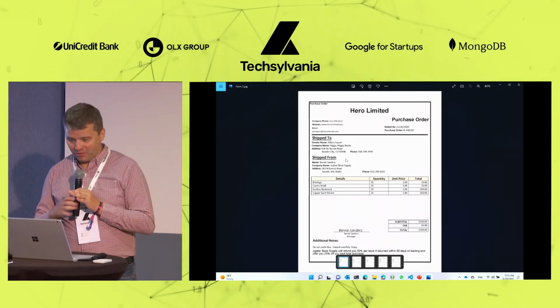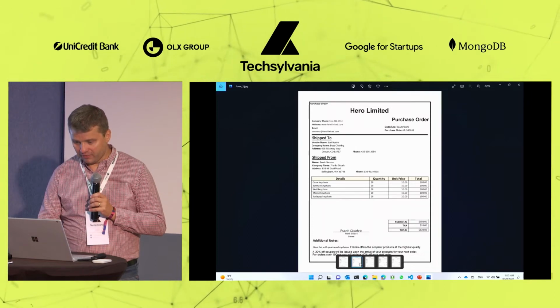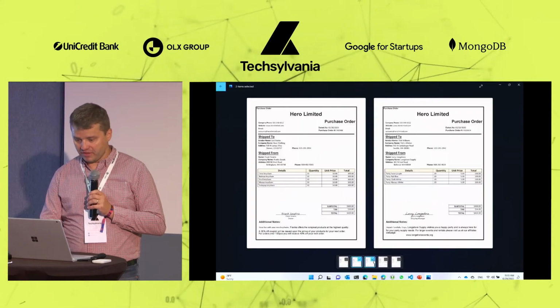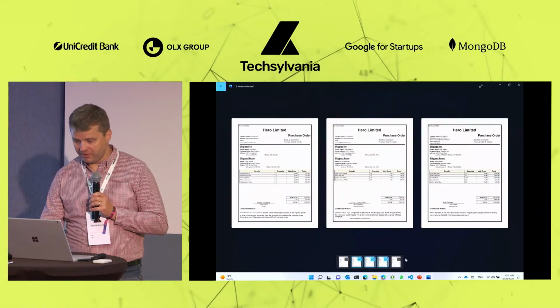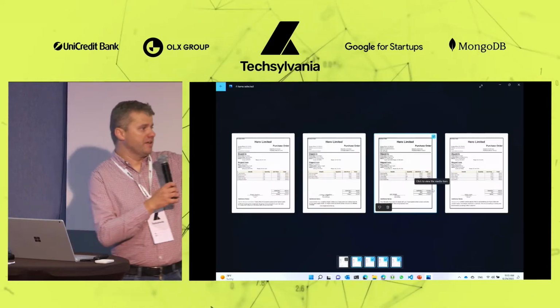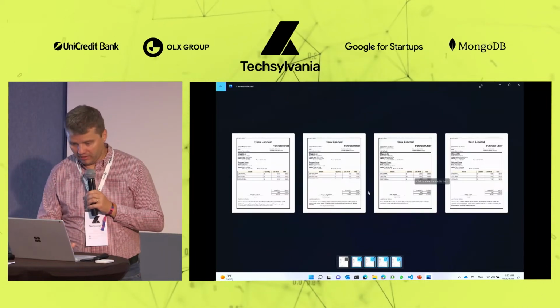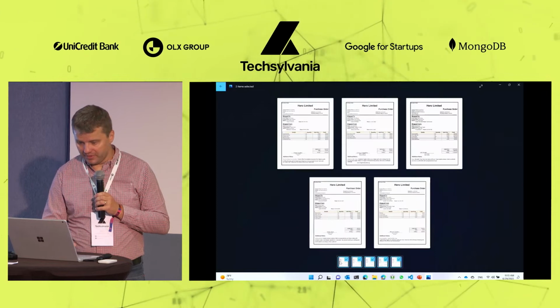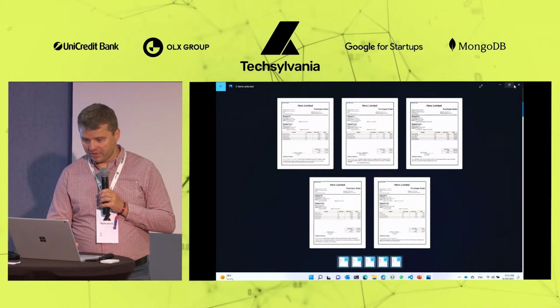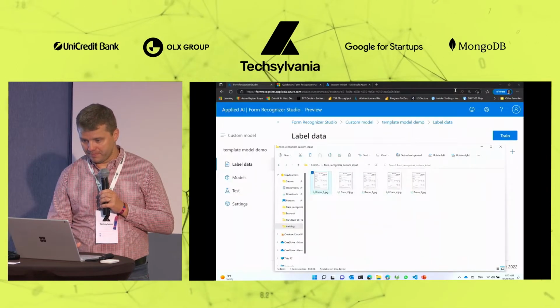Okay, so all of them follow a similar structure, but as you can see, they can have different details. Some of them have multiple lines, some of them have fewer. Obviously, the content in them is different. So something like this, right? So we have something to work with.